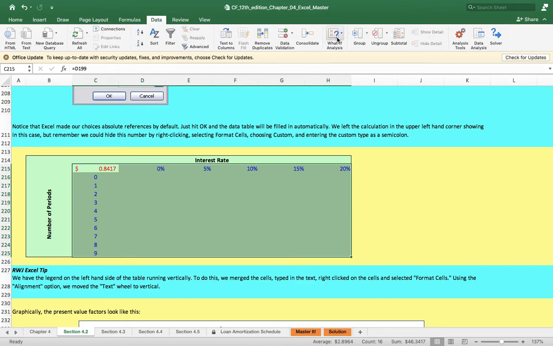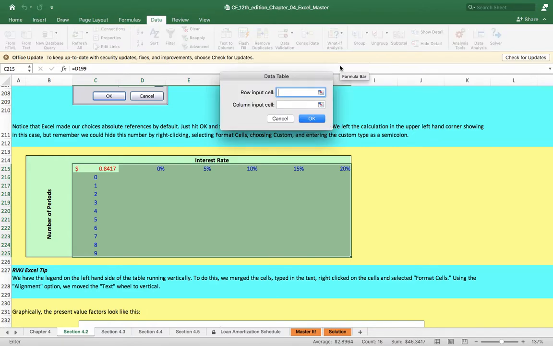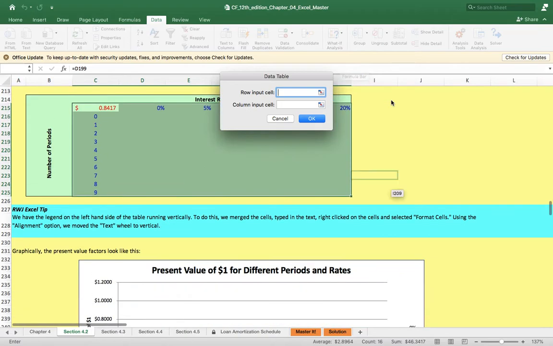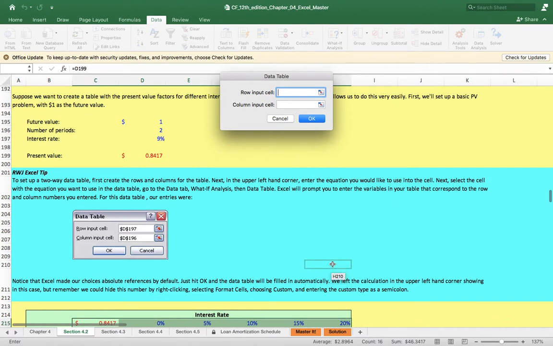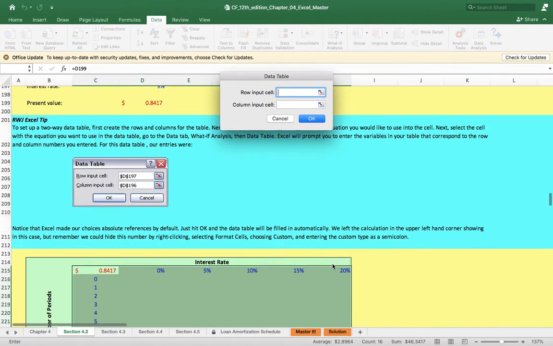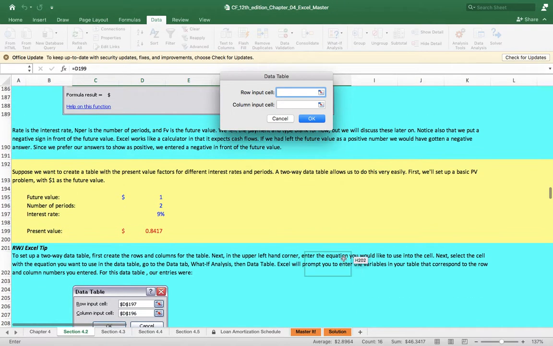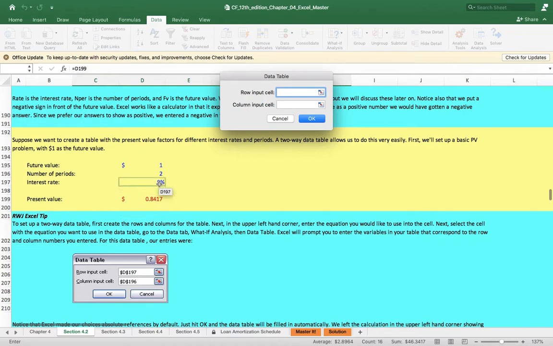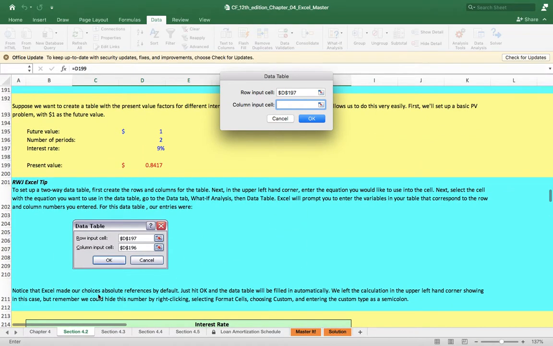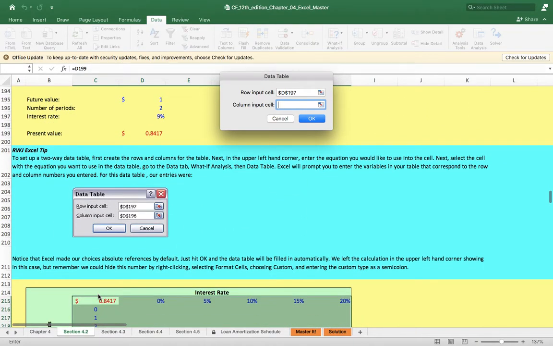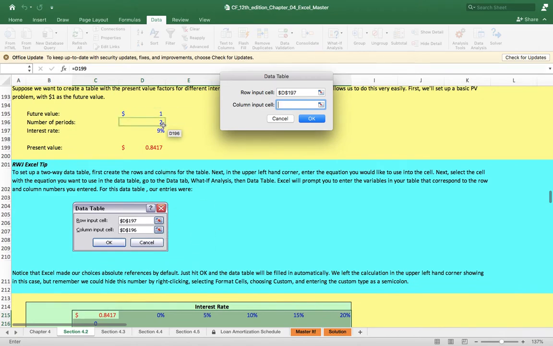Okay, what-if data table. Row input: in the row you are giving the interest rate. Row input is all the interest rates that are in the row. So interest rate is the row input. Column input: you are giving periods in the column, so number of periods.